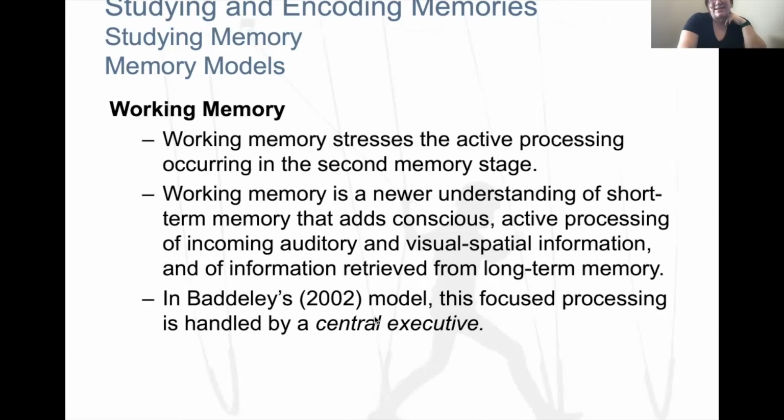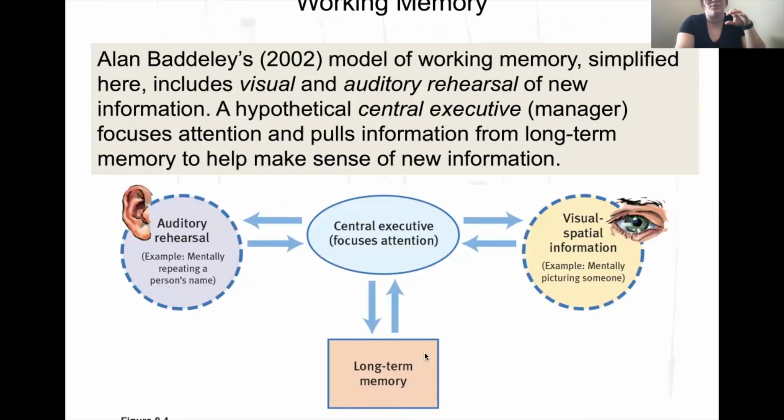So in Baddeley's model, this focused processing is handled by what is called a central executive. Baddeley's model of working memory, simplified here, includes visual and auditory rehearsal of new information. So that's that repeating information. It's right here, right? Repeating someone's name when you're meeting a new person and trying to remember their name. Visual-spatial information, picturing their face. Then you have this central executive, this manager who's taking that focused attention and pulling information from what we already know, right? That long-term memory.